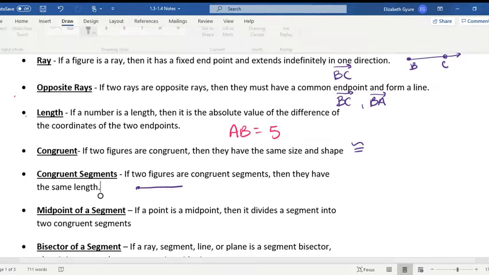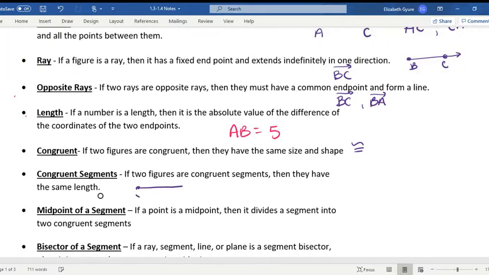One second. Okay, so let's say I had segment XY. Sorry, my stylus is glitching. One second.